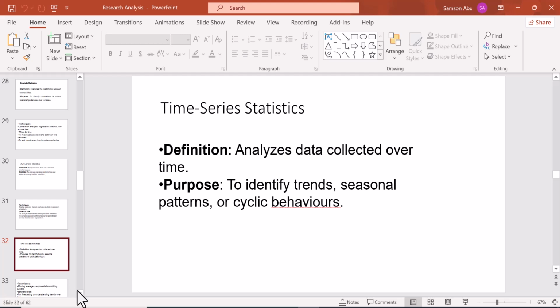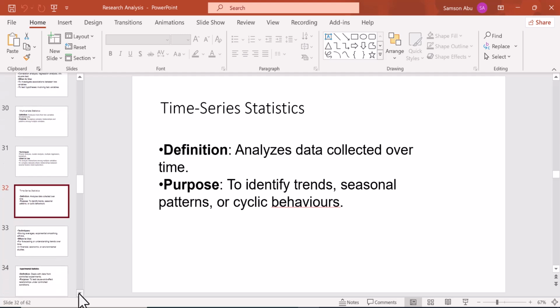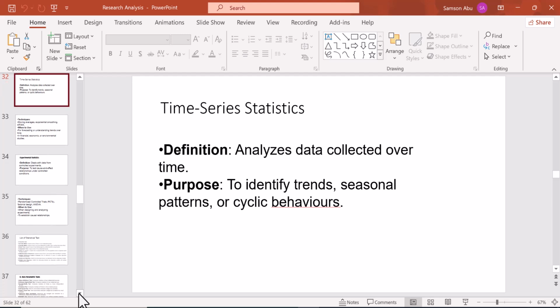Then another type of statistics is the time series statistics. Now, when you are forecasting or you want to understand the pattern of things, for instance, let's use this example: prevalence of malaria in a particular location. It should be done across the months of the year. So when you say, in the month of March, we have high prevalence of malaria outbreak compared to the month of December, it is seasonal. So we use it to identify trends, seasonal pattern, or cyclic behavior.